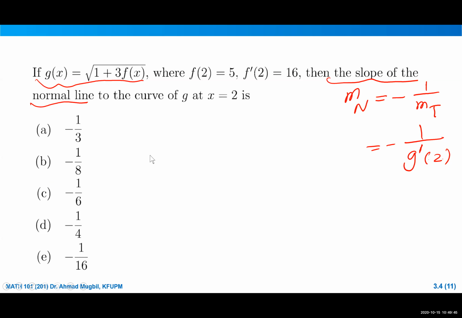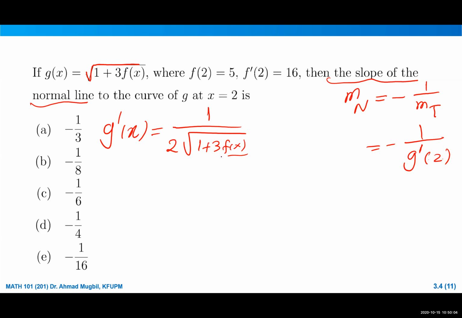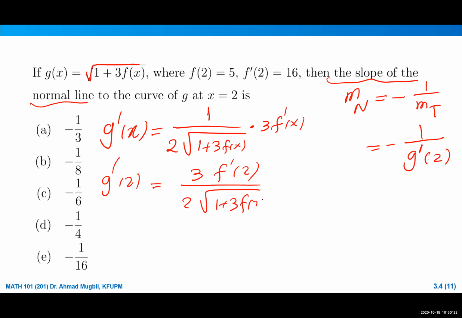Let's see why the answer is C. Now you will find the derivative of g. g is a function of f, so it is a function of another function. Now differentiate the square root. The derivative of the square root is 1 over 2 the square root of 1 plus 3f. Now you need to multiply by the derivative of this function. The derivative of 1 is 0, the derivative of 3f is 3f prime. This is the derivative in general. Now evaluate it at 2. So it will be 3f prime at 2 over 2 square root of 1 plus 3f at 2.